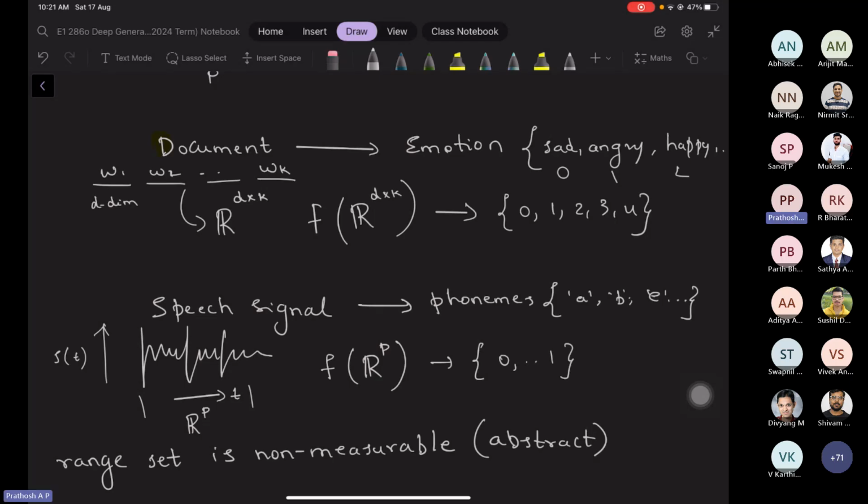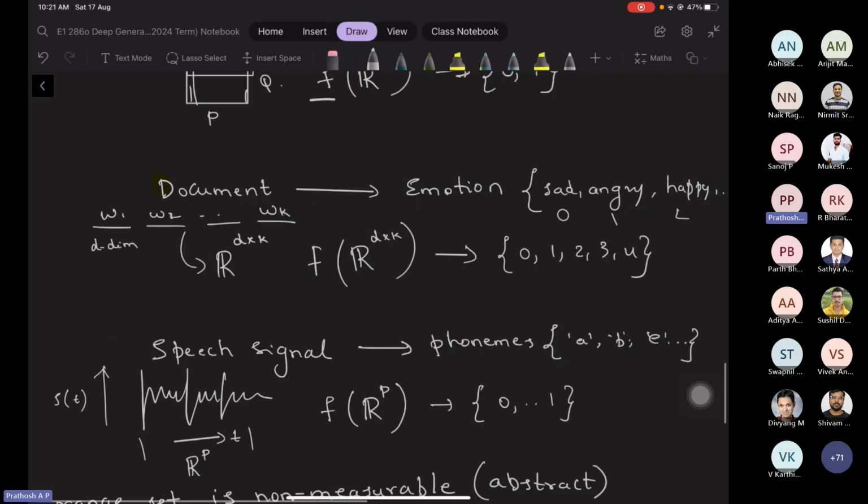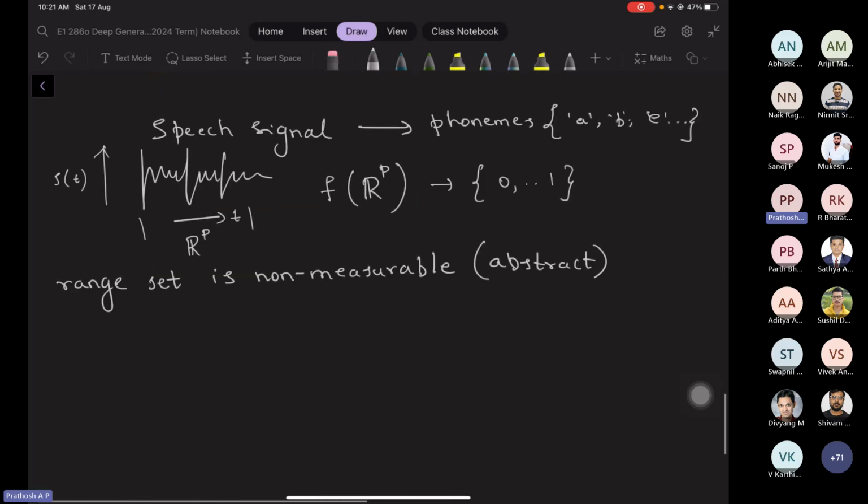Now, why is phoneme an abstract idea? What is the sound a? It is very abstract, right? It's only a perception-based idea. You can't measure a. What you can measure is the rate of change of pressure as a function of time. Now you need to relate the rate of change of pressure as a function of time to an abstract idea called phoneme, which is not measurable. You understand? Everywhere the same thing is happening, right? The range set is non-measurable, but the domain can be measured.